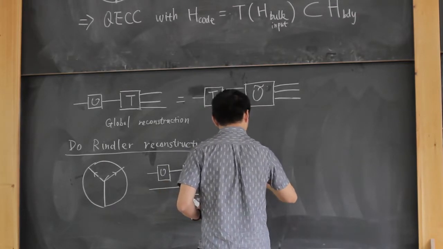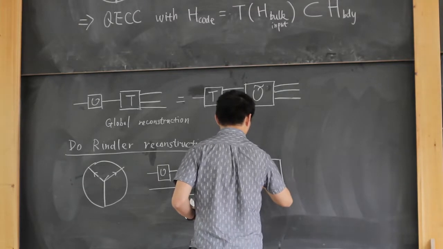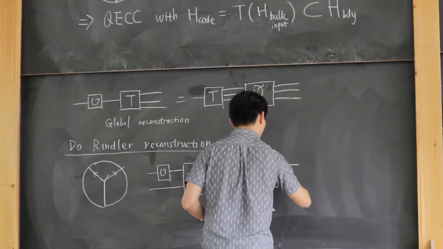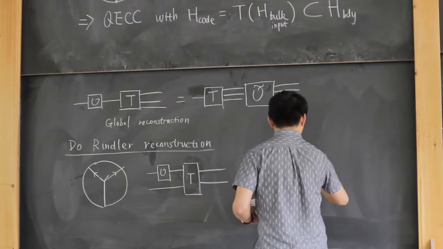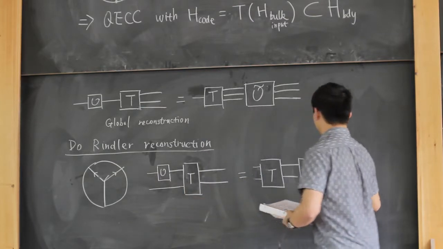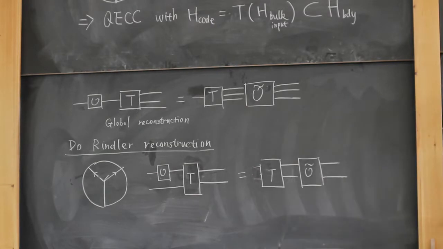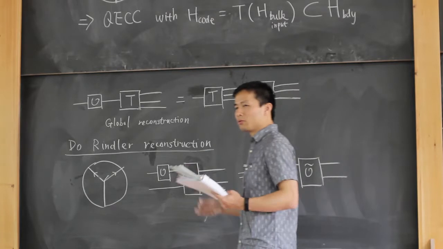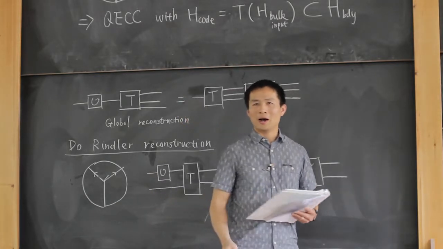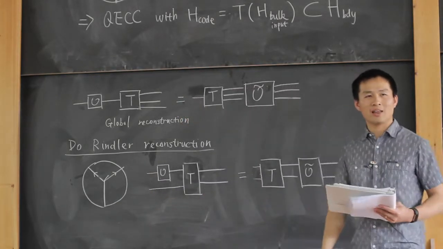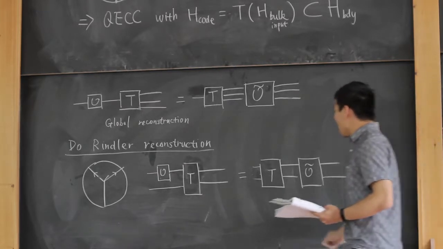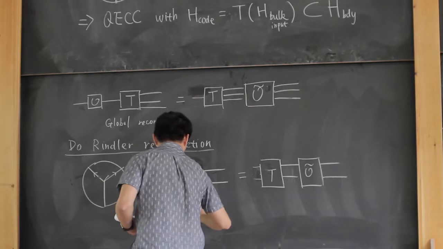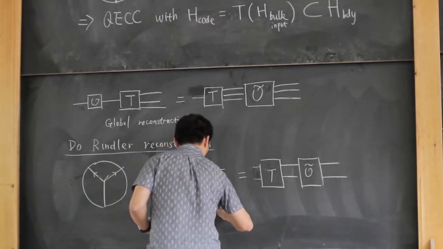And the statement is we can find an O tilde on the other side, which acts on the physical qubits. So this is just a rephrasing, or another way of looking at what we have done in the previous lecture. And in particular, we can find O tilde 1,2, O tilde 2,3, and O tilde 1,3.